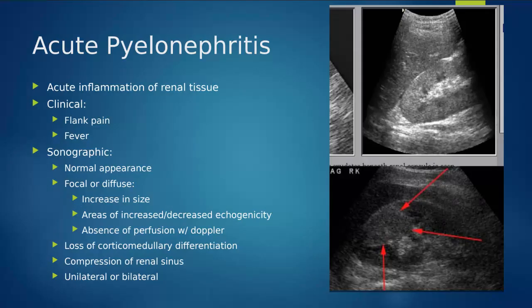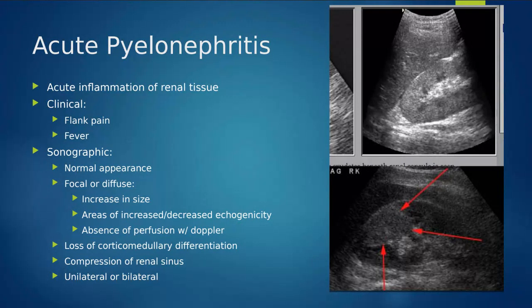Moving into our inflammatory conditions. So now we're talking about infection, inflammation, viral, bacterial. Our first one is going to be acute pyelonephritis. So itis is always going to tell us that there's inflammation happening. Neph is always talking about a kidney. And pyelo usually is talking about some type of infection. So acute pyelonephritis, this is going to be the acute inflammation of that renal tissue.